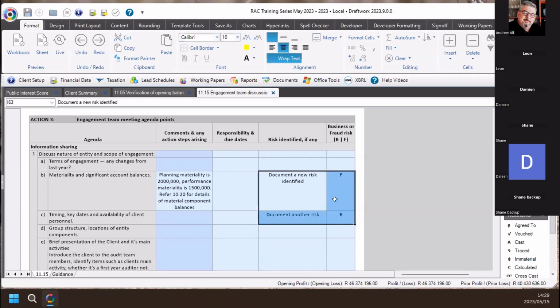We do carry these automatically to our risk registers for you, and we'll deal with that next week. But for now, all you need to be doing is, if you identify risks, raise them and then classify them as a business or a fraud risk.